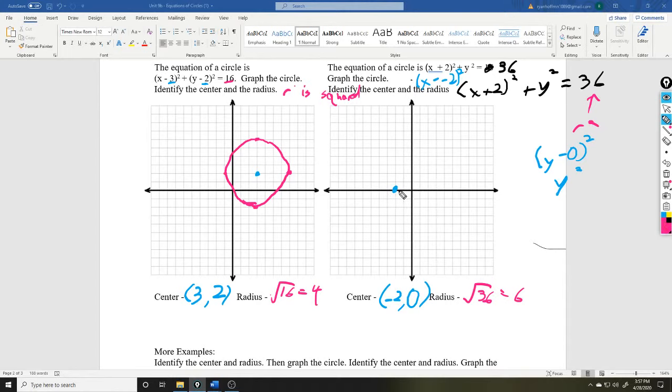And then we're going to go 6. Remember, the way I'm doing this is I'm going 6 to the right, 6 up, 6 down, 6 left. Even better if you've got a compass, you can go 6 to the right and trace a circle around. It doesn't have to be perfect. Here's 6 to the right. Here's up 6. Some parts better than others.